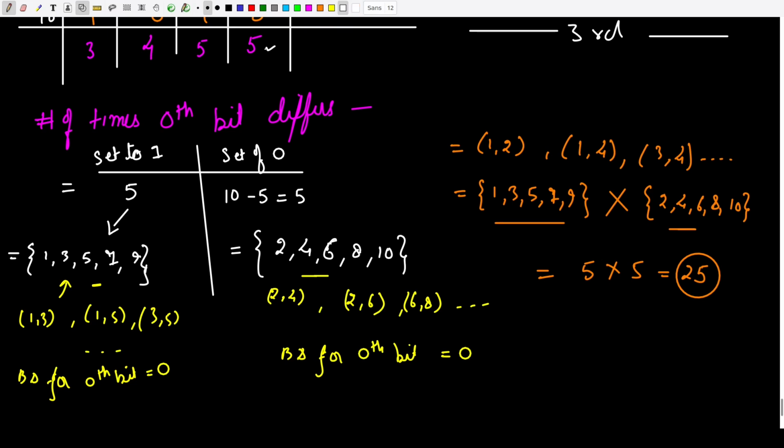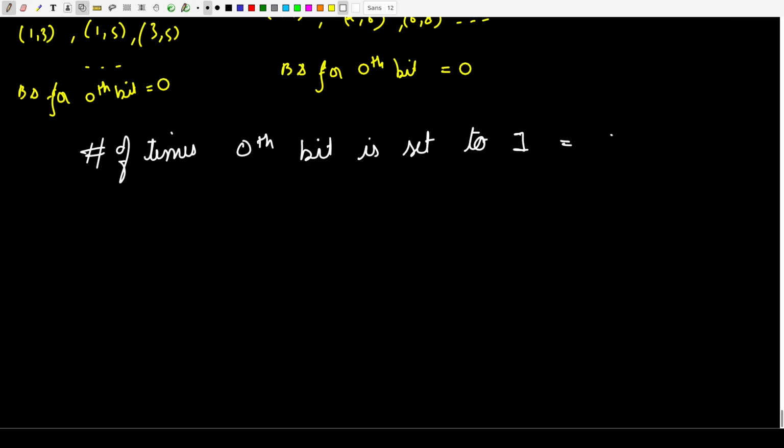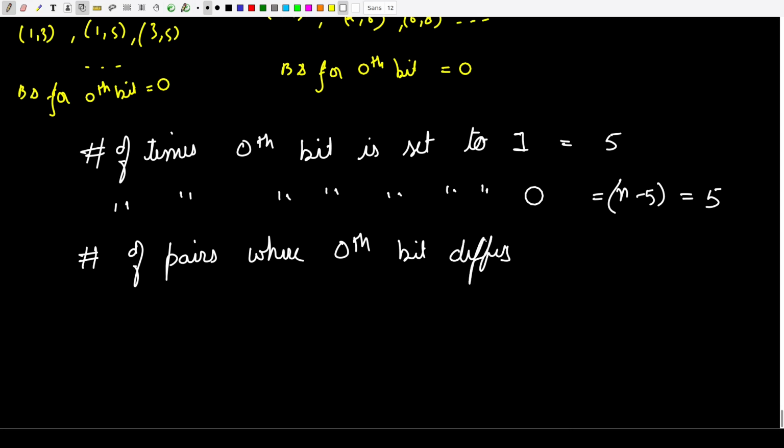So we know that the number of times the 0th bit was set to 1 is 5 times. We also know that the number of times the 0th bit is set to 0 is n minus 5. In this case, this is equal to 5. So the total number of pairs where the 0th bit differs is equal to the cross product of this. So 5 into 5, which is equal to 25.